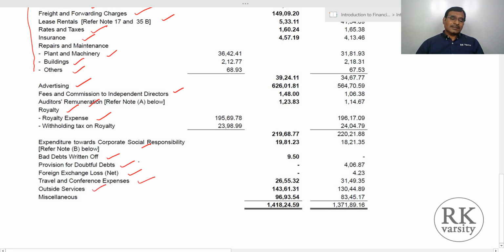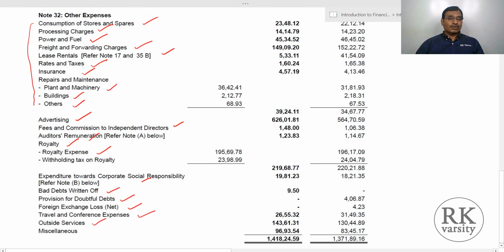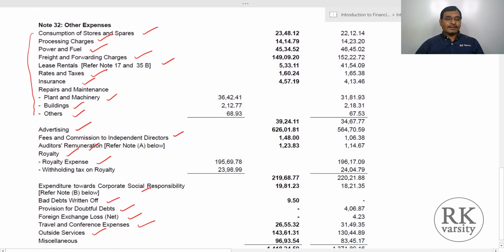So these are the broad classification of different types of expenses that a company spends. Now whatever the nature of these classifications, whether it is consumption of stores, processing expenses, power and fuel, or bad debts, or travel expenses, all these expenses are deducted from the total income or revenue from operations to ascertain the profit. And these are not the limited terms that you should be familiar with. There are multiples of terms in financial accounting related to expenditure.